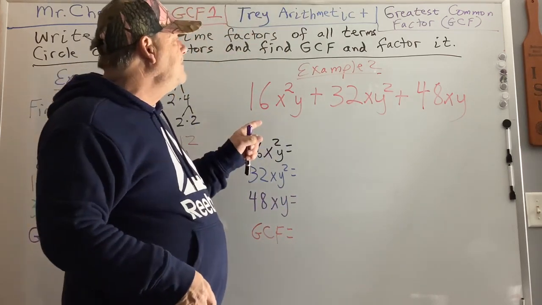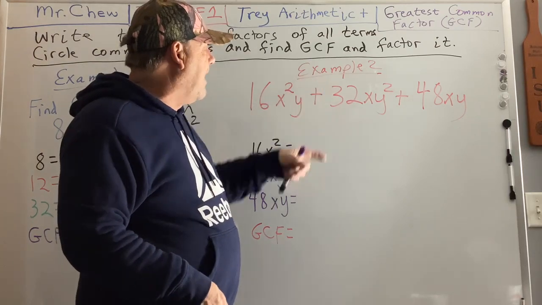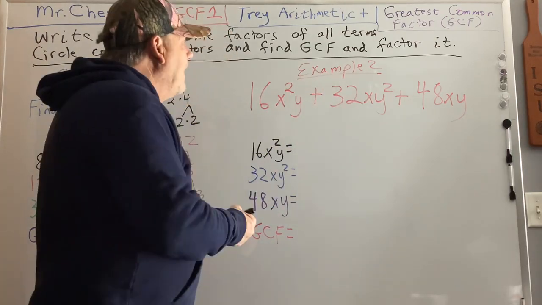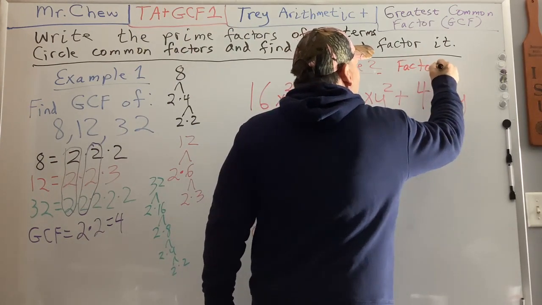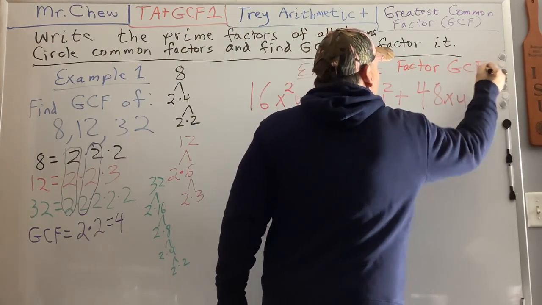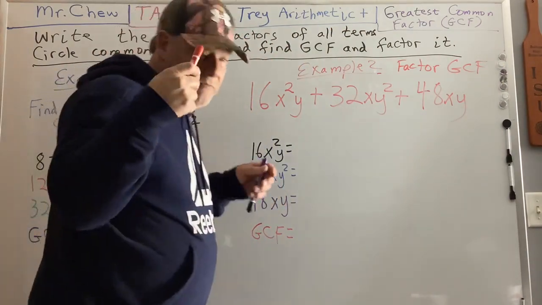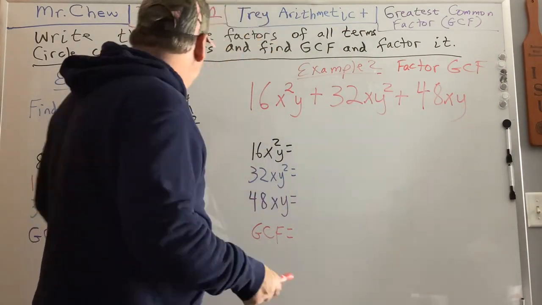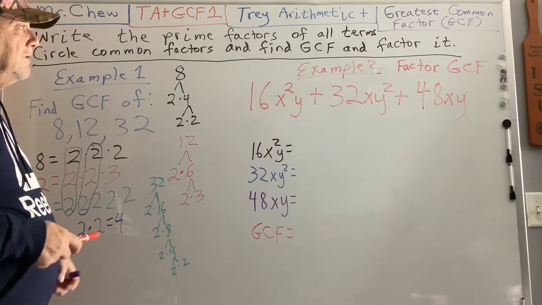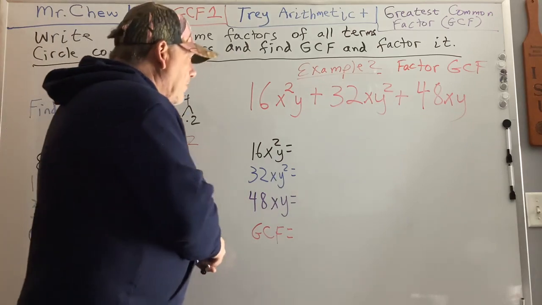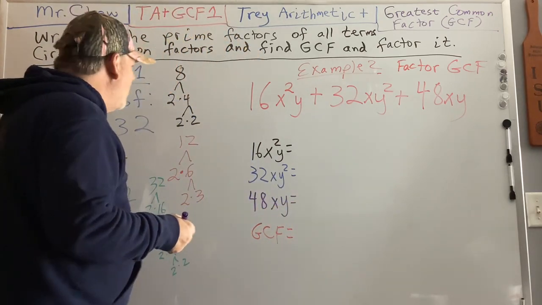Now, what happens if you are supposed to factor the GCF? And I'll write that here. Factor the GCF out of this expression? Well, we follow the same rules. We have to list all of the factors. So, let's go ahead and let's start with the 16 x squared y.